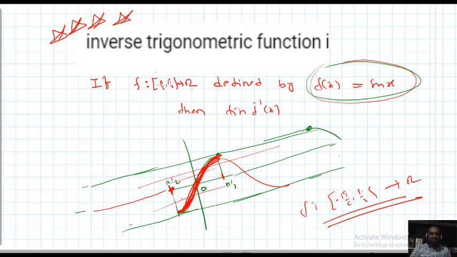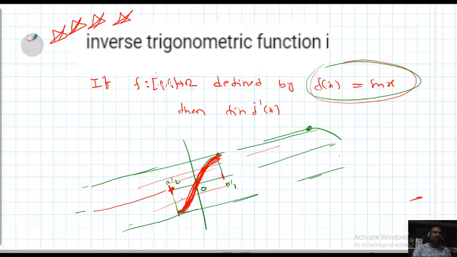Not only this piece, in this piece also, we can take pi by 2 to 3 pi by 2 also. In that interval also it is one-one. That is not a big problem. But the standard interval is minus pi by 2 to pi by 2. Students, understood? What happened? I modified the domain. If the domain is modified, it becomes one-one.